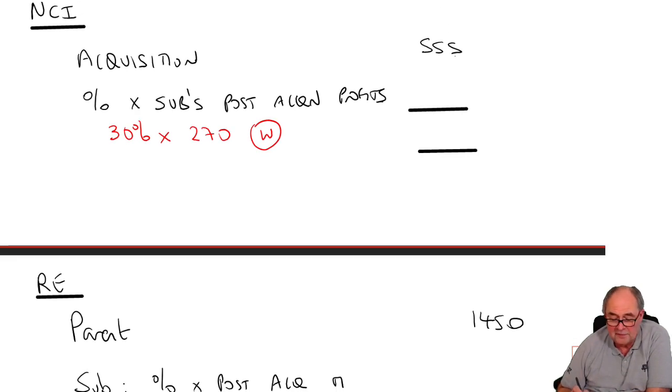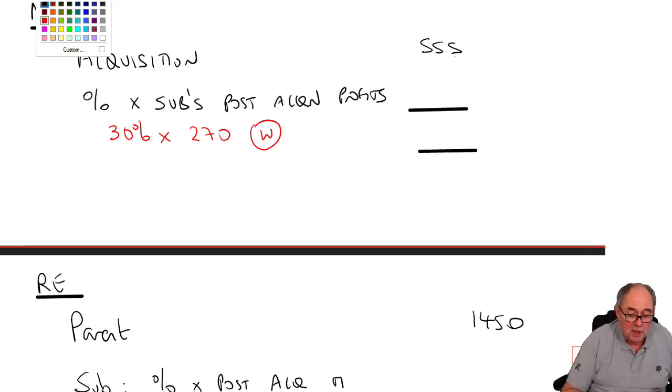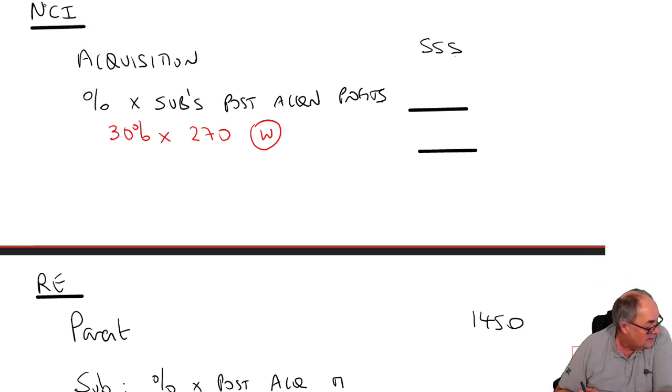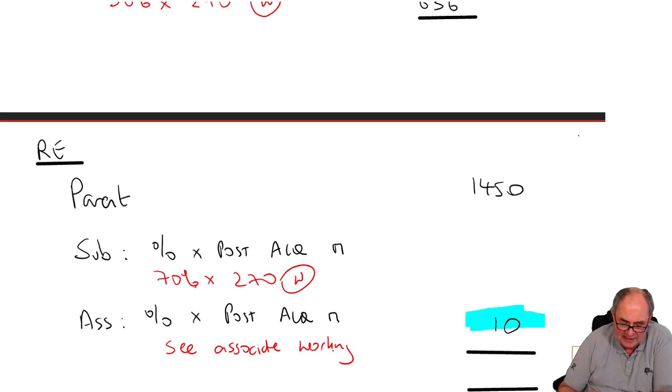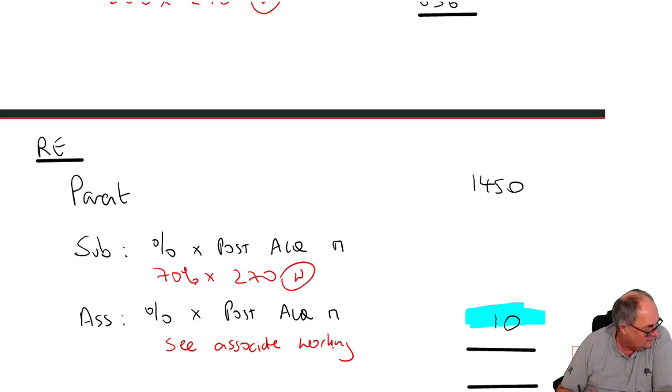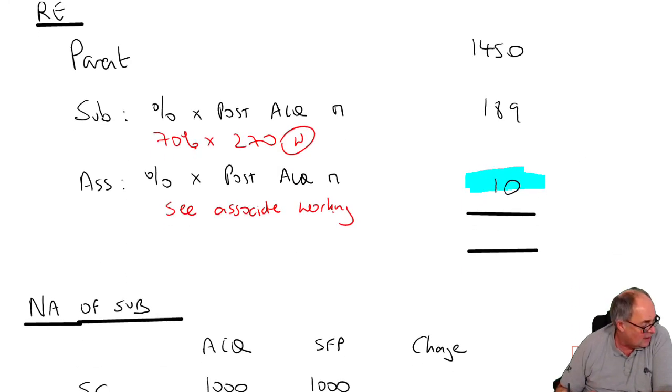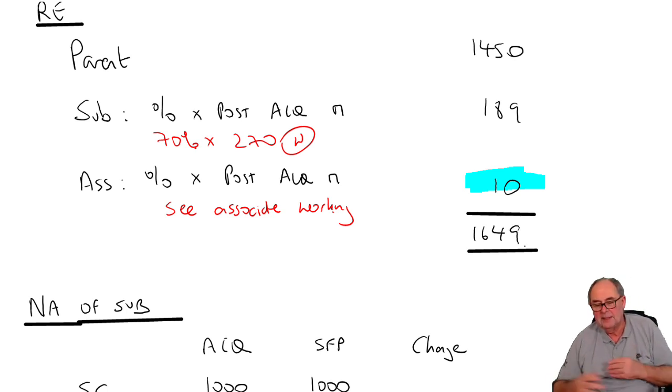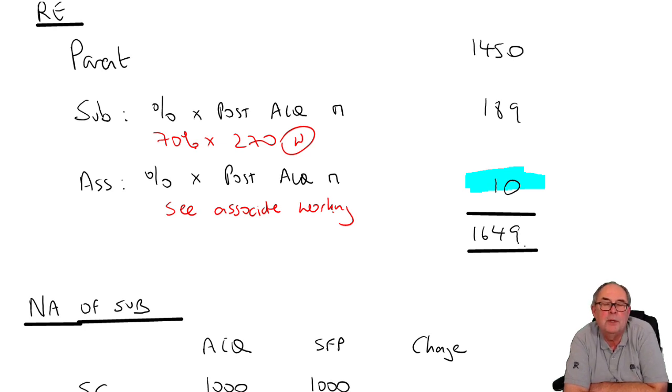I can now finish off the NCI. 30% of 270 is 81, which is 636 in total. 70% of 270 is 189. So I think that adds up to 1649. Again, you can see all those numbers in the printed answer when you want to have another go at that question.